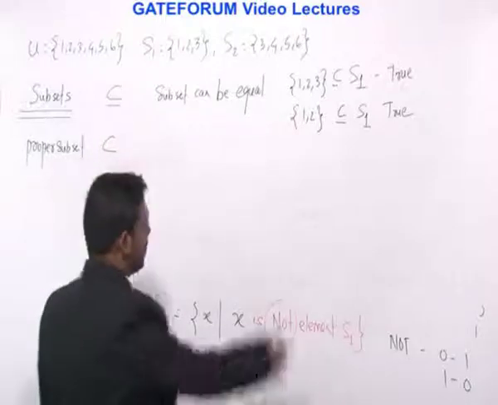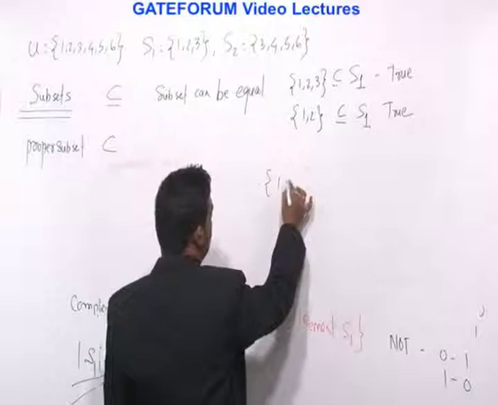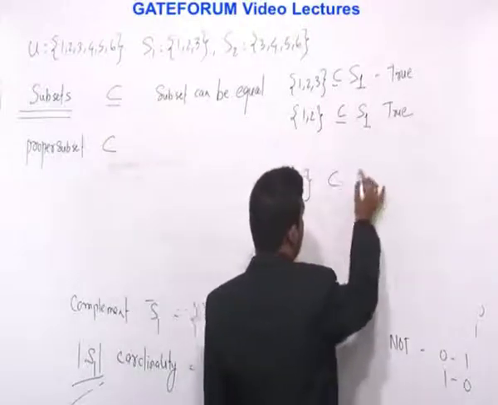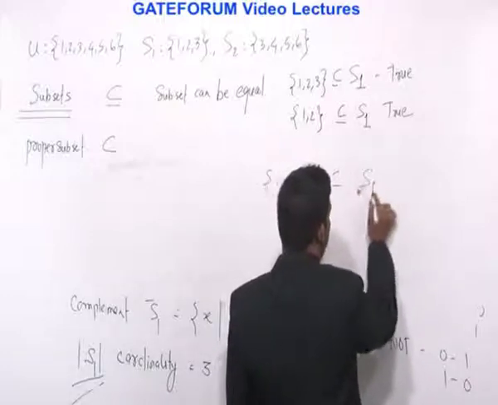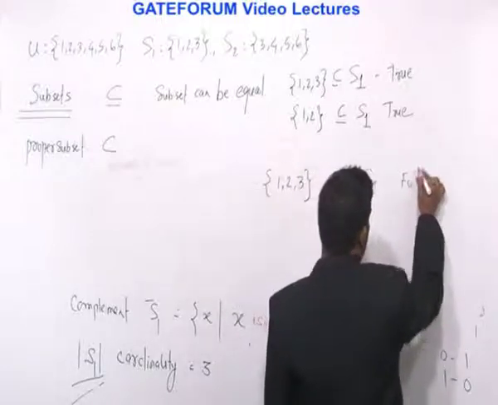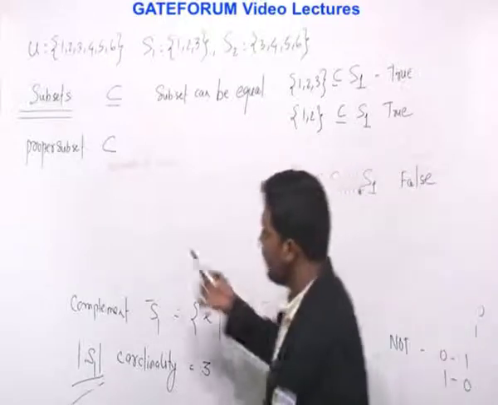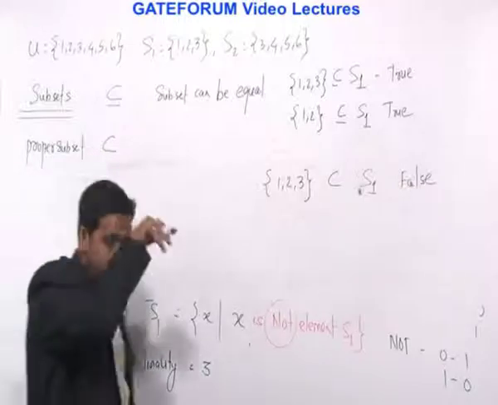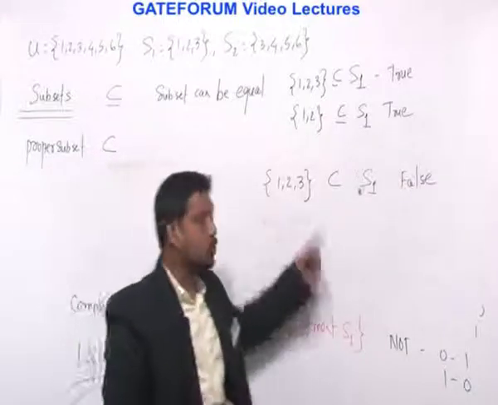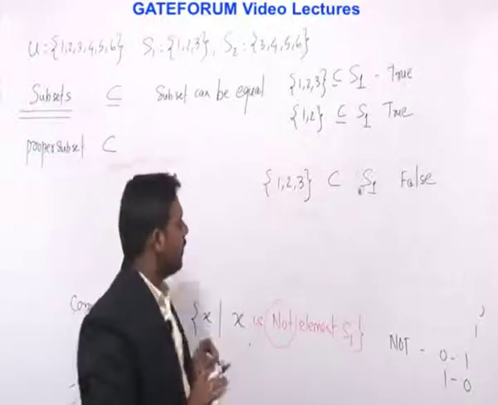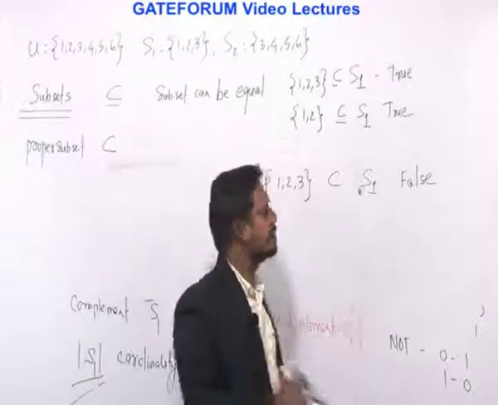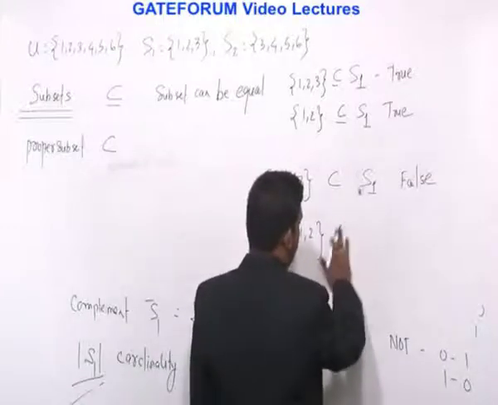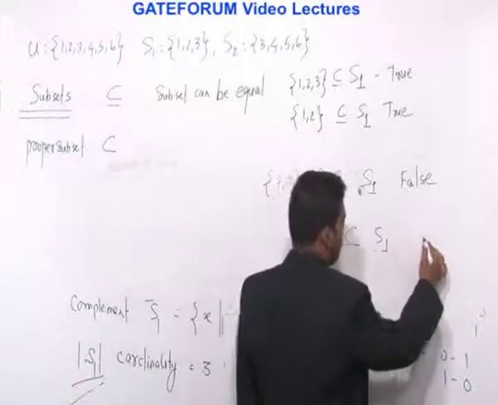What you cannot claim is that {1, 2, 3} is a proper subset of S1. This is false. When you say proper subset, you cannot treat it as equal; proper subset should exclude at least one element. So you cannot claim this situation. This is false. But {1, 2} is a proper subset of S1. Now this is true.